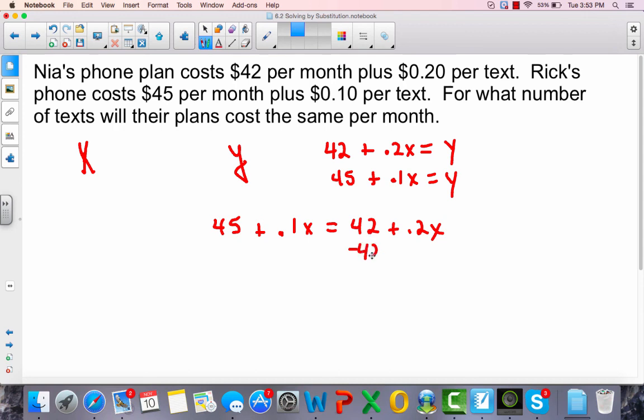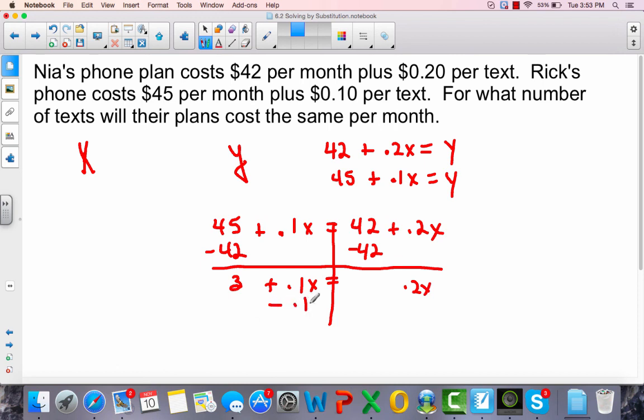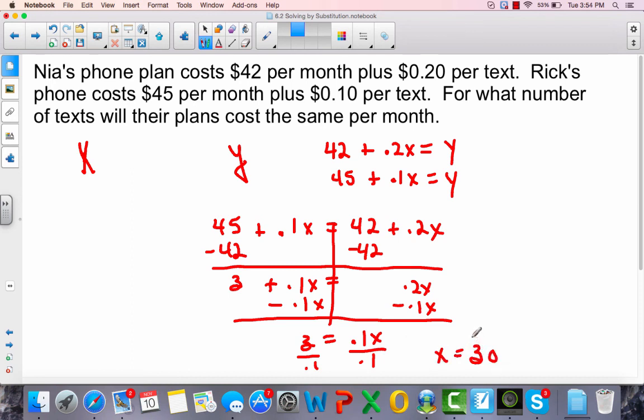We minus 42 on each side of the equation. You could have chosen to start out differently, but that's the way I started out. That gives us 3 plus 0.1x equals 0.2x. Now we minus 0.1x on both sides of the equation. And that gives us 3 equals 0.1x. We divide both sides by 0.1, and that gives us x equals 30. So what number of texts will their plans cost the same? For 30 texts is the answer.